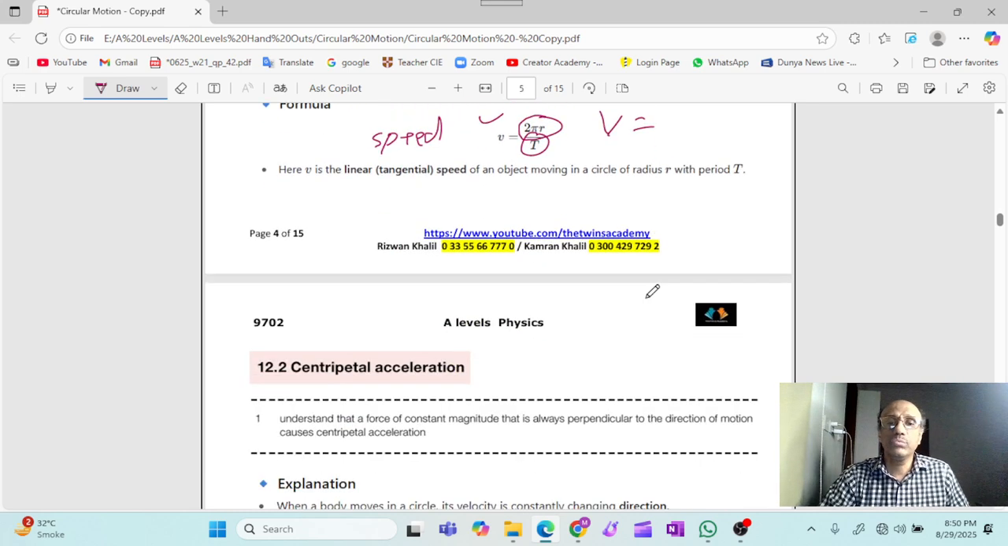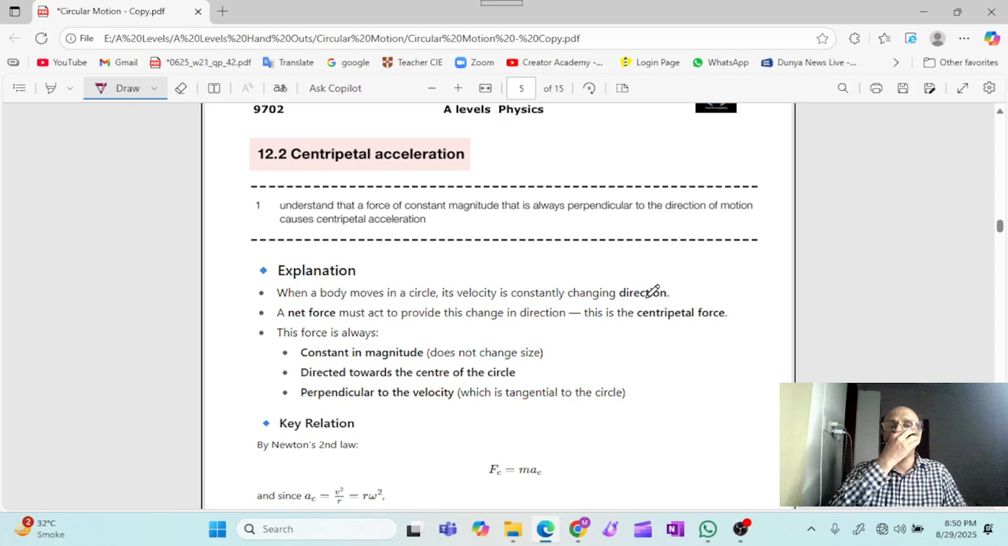After that, we will move towards centripetal acceleration. Now centripetal acceleration is related to force. To create the centripetal acceleration, we must have a force of constant magnitude, which is a centripetal force, number 1.